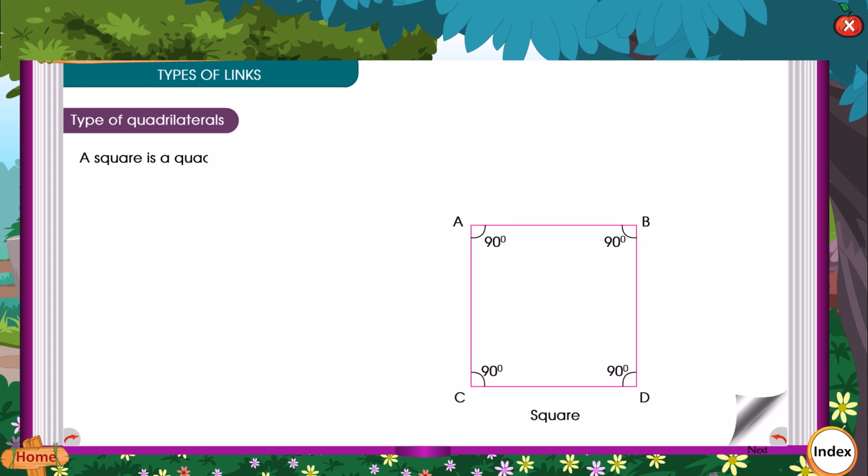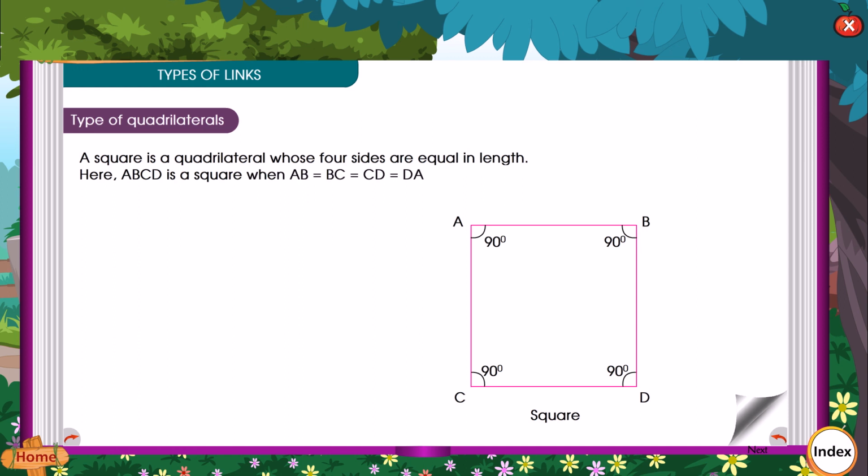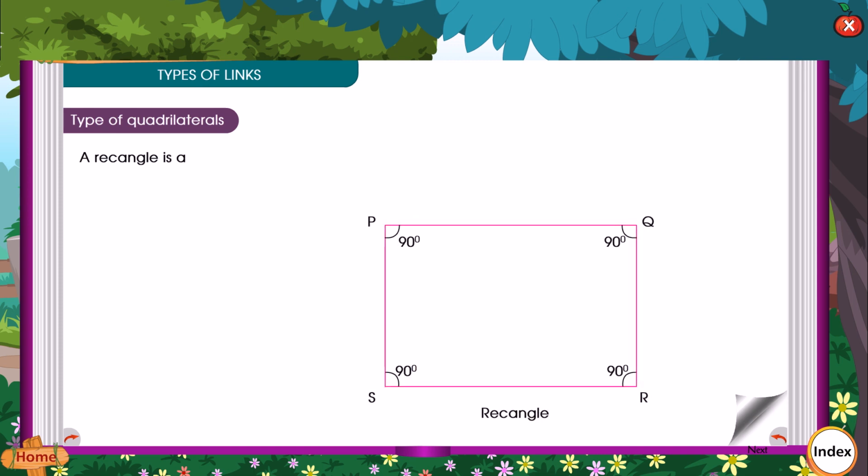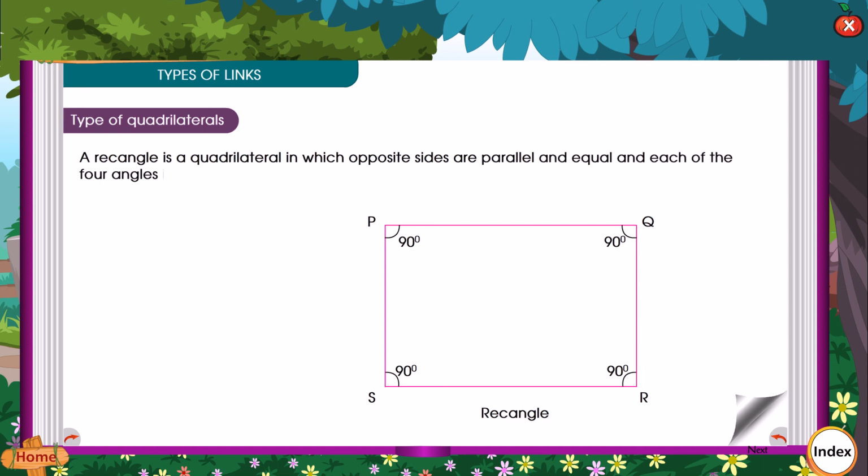Types of quadrilaterals. A square is a quadrilateral whose 4 sides are equal in length. Here, ABCD is a square where AB is equal to BC is equal to CD is equal to DA, and angle A is equal to angle B is equal to angle C is equal to angle D is equal to 90 degrees. A rectangle is a quadrilateral in which opposite sides are parallel and equal and each of the 4 angles is 90 degrees.